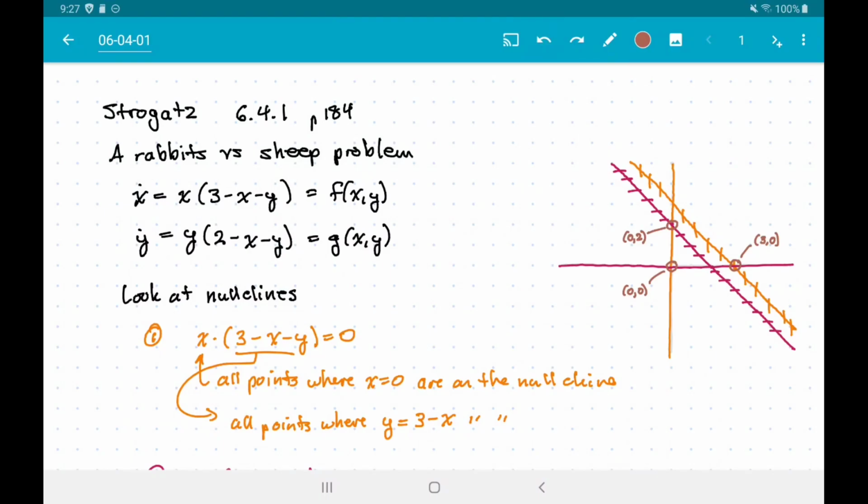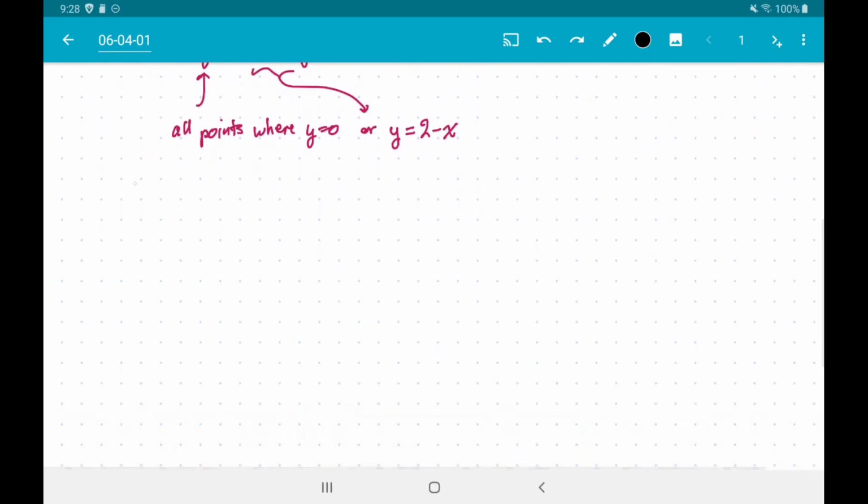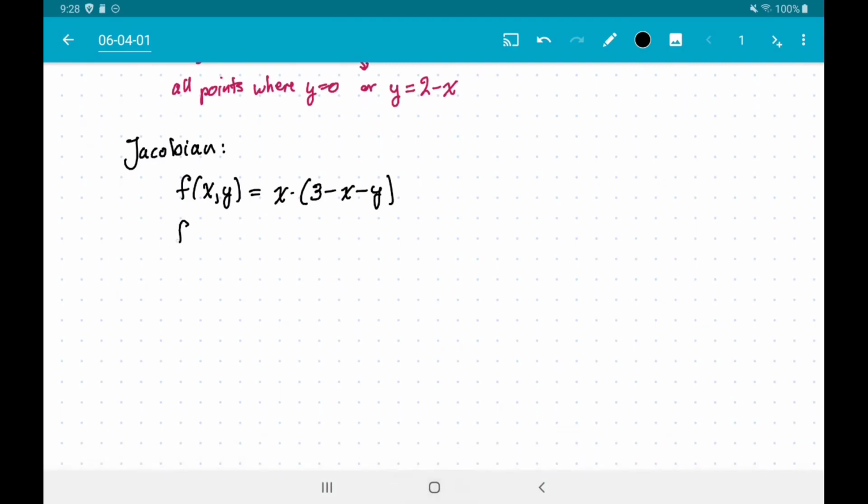Now we need to use linear stability analysis to classify the 3 fixed points. And once we do that, we'll be able to come back to this picture and fill in some more details. So next thing we need is the Jacobian. Okay, so first, f of x and y is x times (3 minus x minus y). Do you remember how to do partial derivatives? f sub x. Take a moment, work out the partial derivative, see what you get.